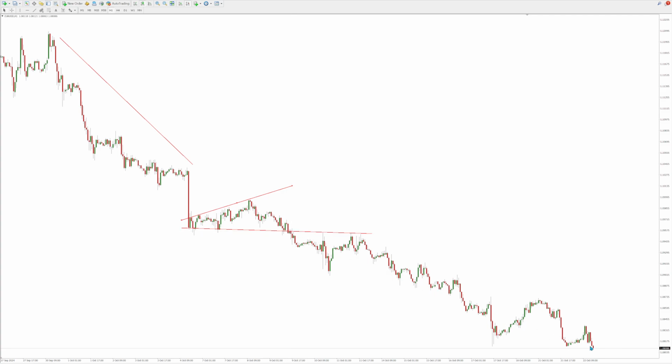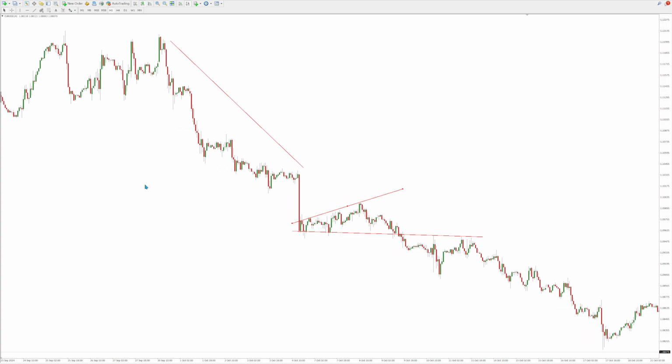Around 150 pips and counting. Be interesting to see how this plays out. Just had a break below the support level there, so expect some downward momentum potentially coming back to here.